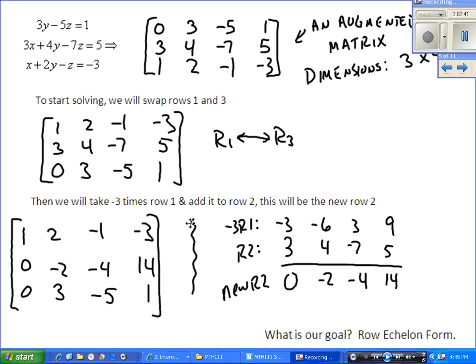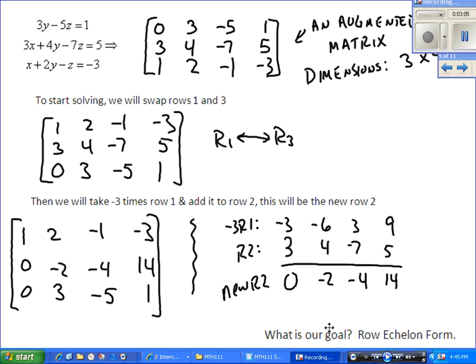Now I'm going to take -3 times row 1 and add it to row 2. And this will be our new row 2. So we're just temporarily multiplying row 1 by -3. That'll give us -3, -6, +3, +9. Add it to row 2. And this is going to replace my row 2 and be my new row 2. So I've got a 1 here and zeros below it.